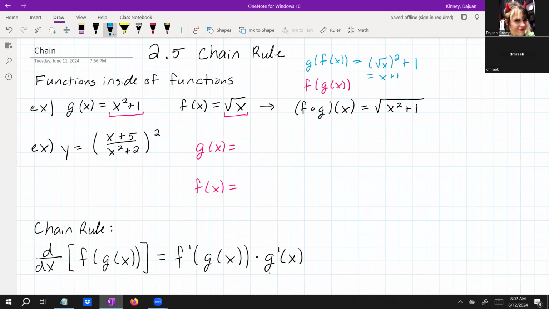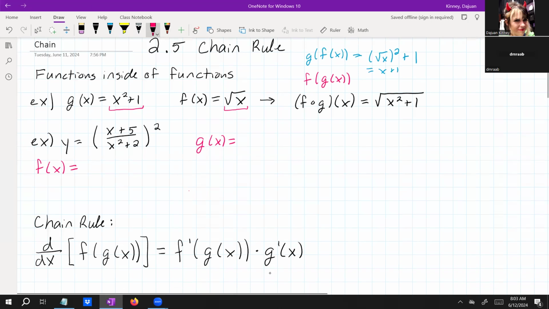So for example, if I have y equals the whole thing squared, x plus 5 over x squared plus 2, the whole thing squared there. We need to look for our outside versus inside function because we're always going to use the Fogg. Really, it's all the same. It's just a matter of if we're consistent with our notation, it makes life a little bit easier.